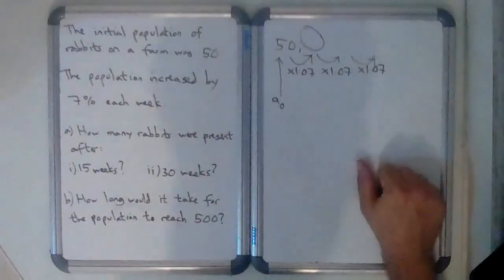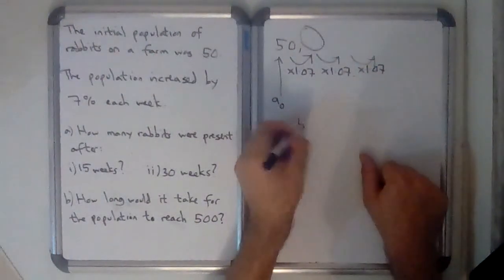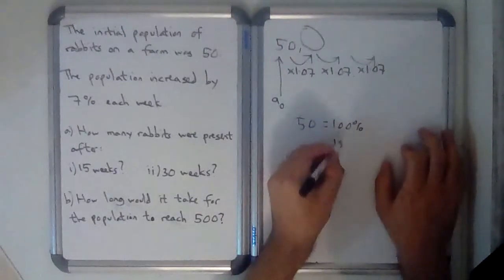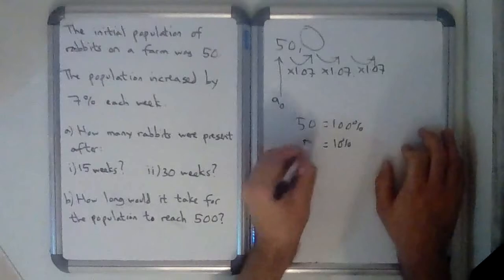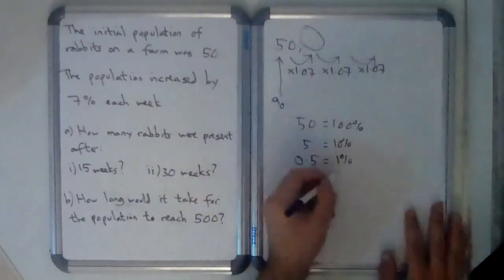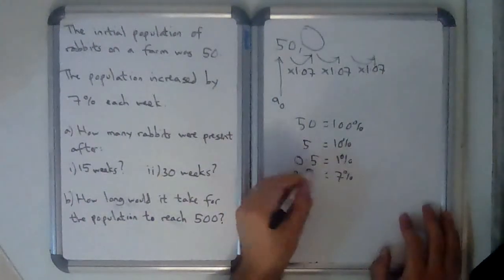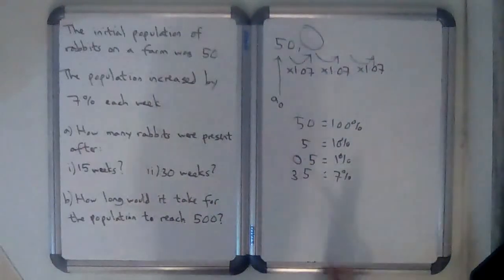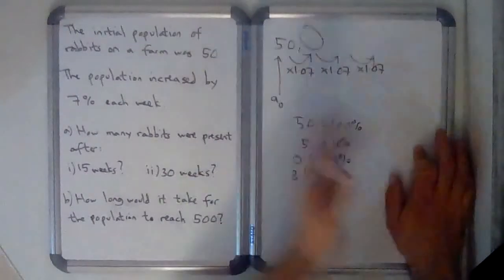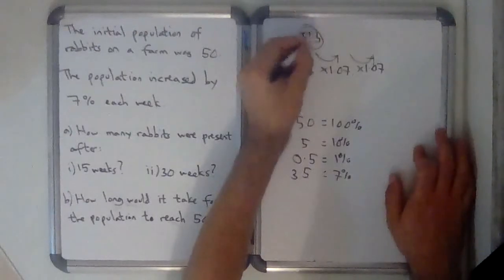So basically, what is 7% of 50? Well, 50 equals, say, 100%. So that must mean that 10% equals 5, and 0.5 must equal 1%. So 7% must be 7 times that. Well, 7 5s are 35, so 3.5 rabbits must be 7%. So your A1 is going to be, according to this rule, 50 plus 3.5, so it's going to be 53.5 rabbits as A1.